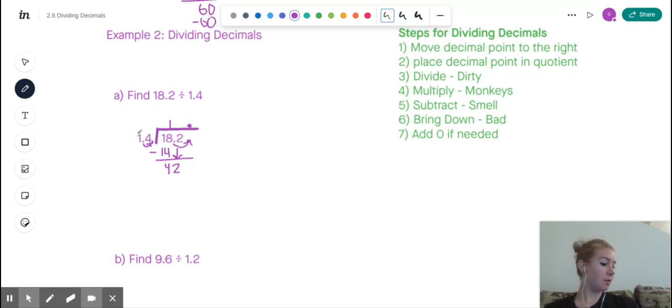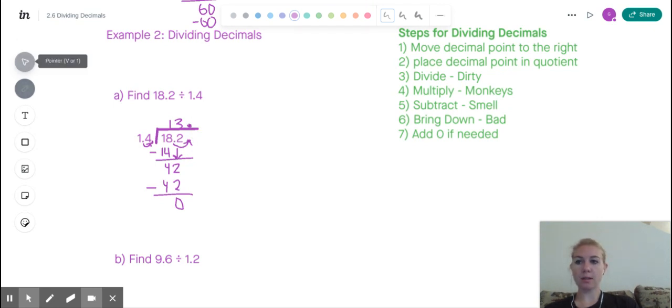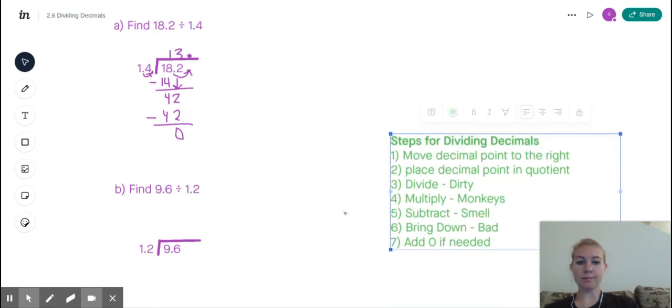How many times is 14 going into 42? 3 times. 3 times 14 is 42. And we're going to subtract, which leaves us with 0. And there's no more numbers. Since we ended with 0 and there's no more numbers here, we have nothing left to bring down. So that's it. Let's go over another one here.